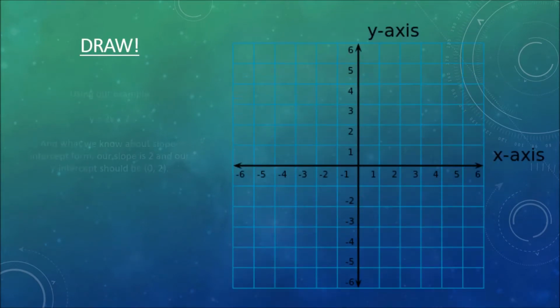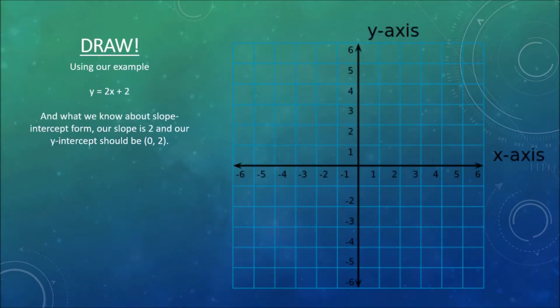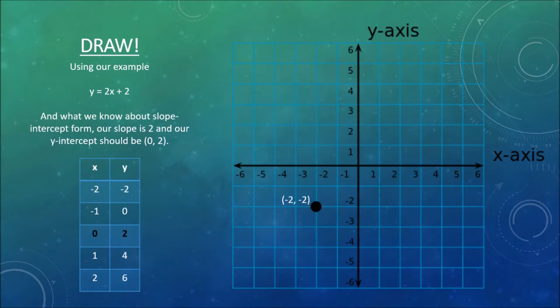So we're going to continue on with our example, and we're going to draw. Using what we know about slope-intercept form, our slope is 2, just like we said in the last slide, and our intercept should be 0, 2. We're going to start with the first point on our table, -2, -2, and we're going to draw it on this picture here. I have a coordinate plane on the picture. I've labeled my x-axis and my y-axis, and I've also labeled my number lines. After that, I'm going to go to the next point. I have -1, 0, and that's on the graph here. I'm going to do that with the next point again. I have 0, 2. There's our y-intercept. This is where the line is going to hit the y-axis. Then I have 1, 4, and lastly I have 2, 6.